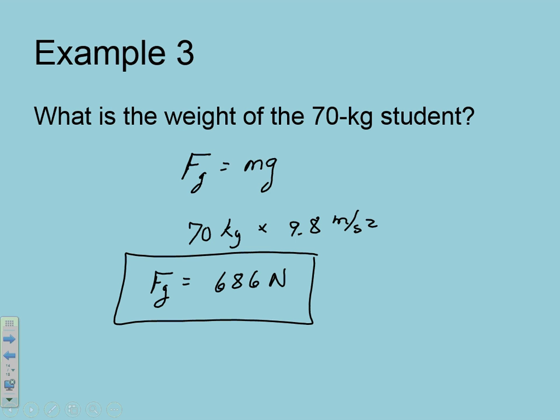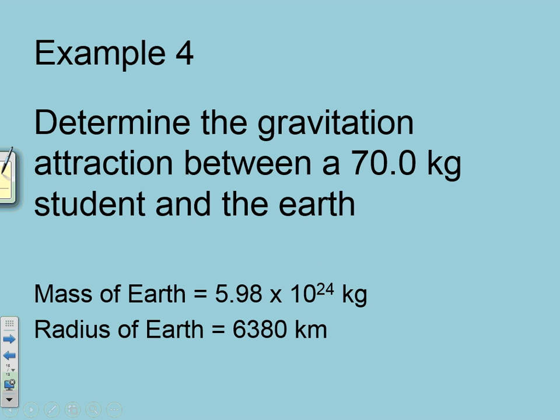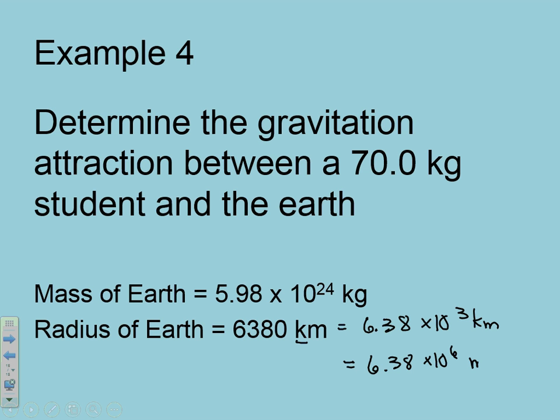Now, I'd like us to determine the gravitational attraction between this student and the Earth. Now, you need to know the mass of the Earth and the radius of the Earth. Notice it's in kilometers, so let's go ahead and change that to meters. I'm going to do it in 2 steps. So this is 6.38 times 10 to the 3rd kilometers. And if I change it to meters, I'm going to multiply by 1,000 again. So it's 6.38 times 10 to the 6th meters is my radius.